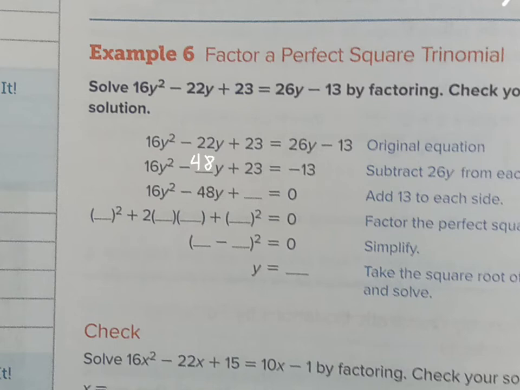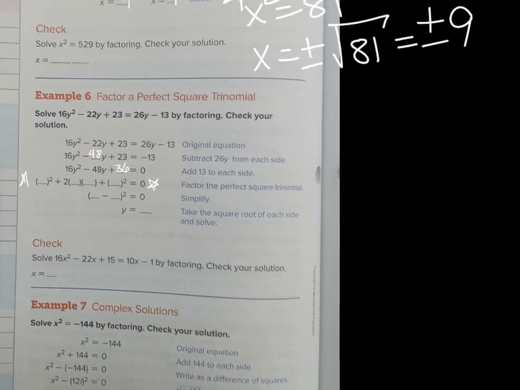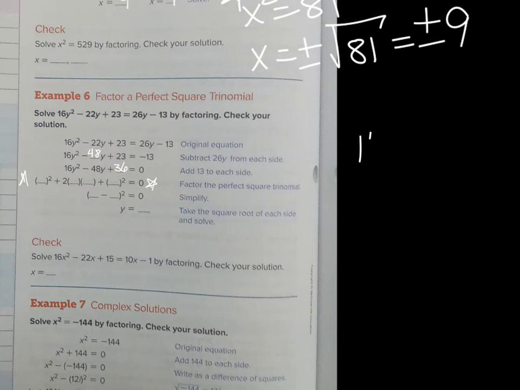Okay, and then on the next step, we're going to add the 13 over and get 36. And then all of this, you can go look at it if you want, but here's what I'm going to do. I'm going to go off to the side and do it like we've always been doing it. I don't see why you need to know what a perfect square trinomial is. If you can factor this, then you're doing great.